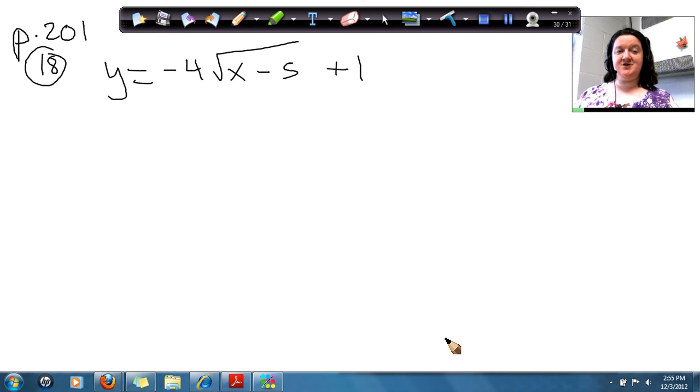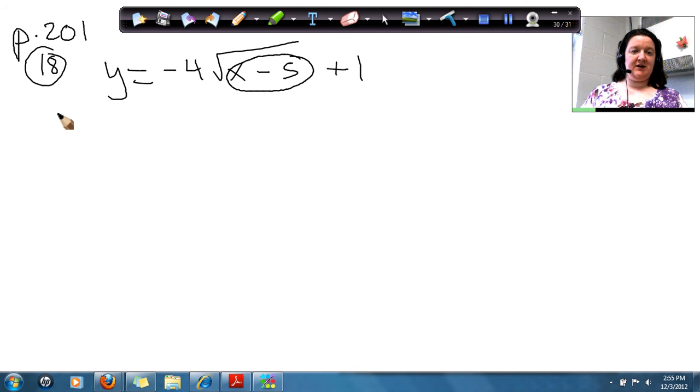Afternoon. Let's look at page 201, question number 18. Now here we're dealing with a radical that has a whole bunch of other things going on. But let's start out with our domain. We know our domain has to be the part underneath the square root greater than or equal to 0.